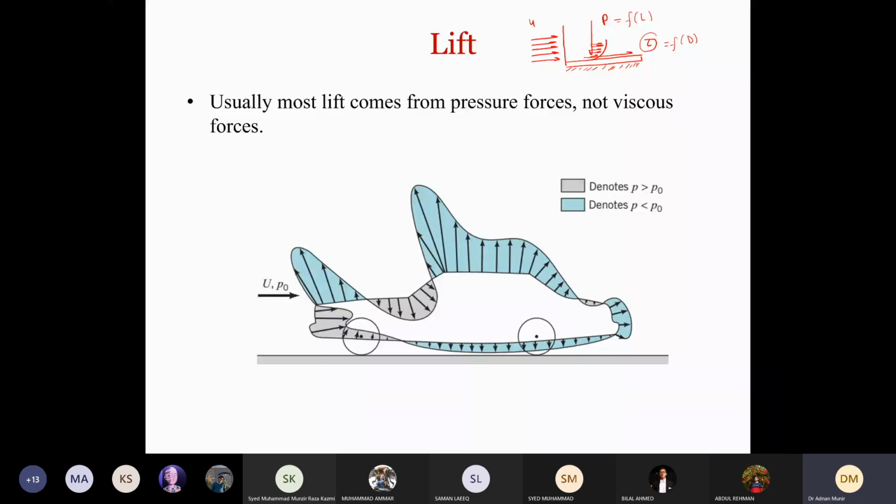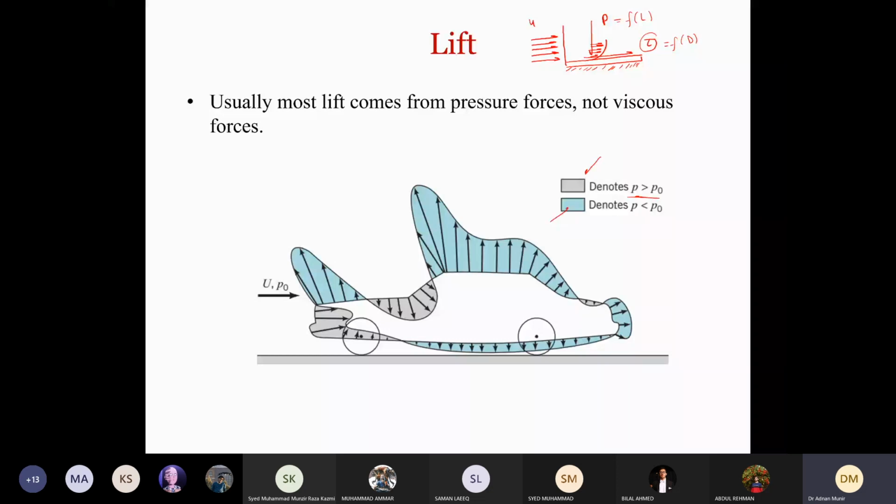Now you can see here we have a car on which the lift distribution or the pressure distribution is shown on its surface, right? So now these gray regions are where we have pressure which is greater than the static pressure, and this blue region is where the pressure is less than the static pressure.